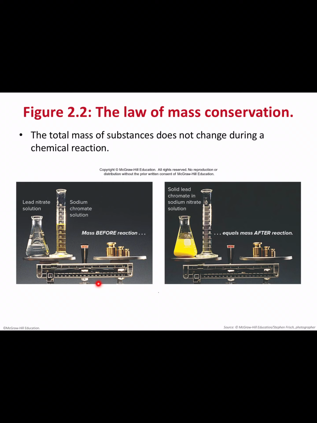Okay, so here what you are seeing on the left side is the reactants before the reaction begins. You have lead nitrate solution and a sodium chromate solution, and this is the mass before the reaction. So your reactants are in this glassware, in the Erlenmeyer flask and in the graduated cylinder. You mix them together. You put what you have inside the graduated cylinder, which is sodium chromate, into lead nitrate solution. Now you have a yellow color solution. Once it's been mixed, you form solid lead chromate in sodium nitrate solution.